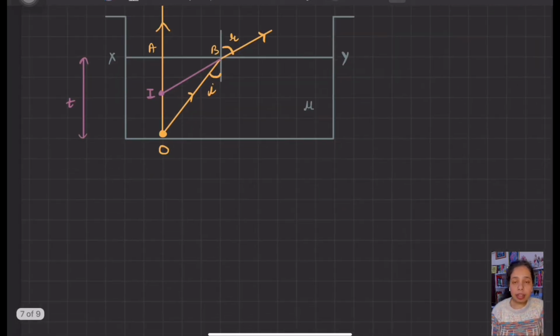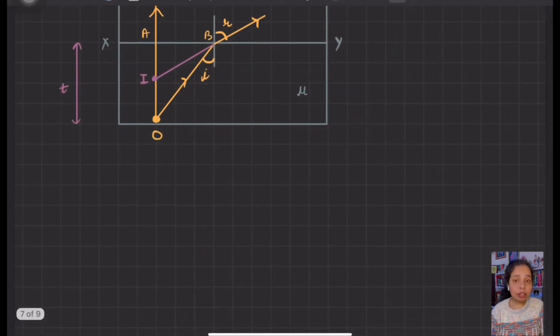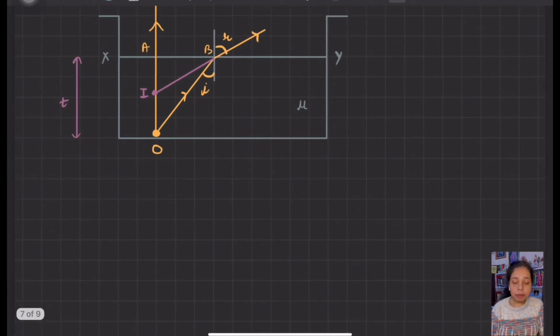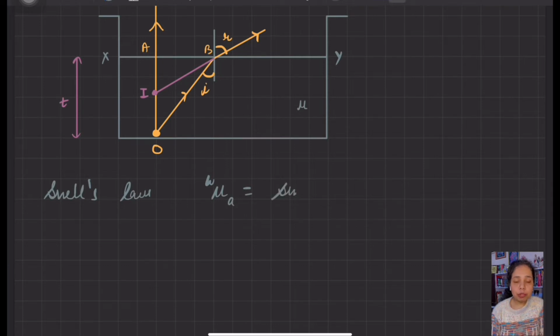Now the ray diagram is already formed, but we need to give it a mathematical treatment. Therefore we will apply Snell's law. According to Snell's law, mu, where mu is the refractive index and light is traveling from water to air, WA, is equal to sine I upon sine R. So mu water to air is equal to sine I upon sine R. So we need to calculate sine I and sine R.